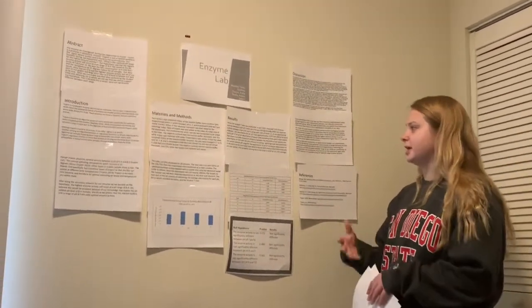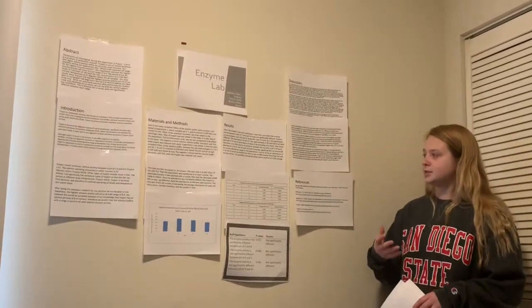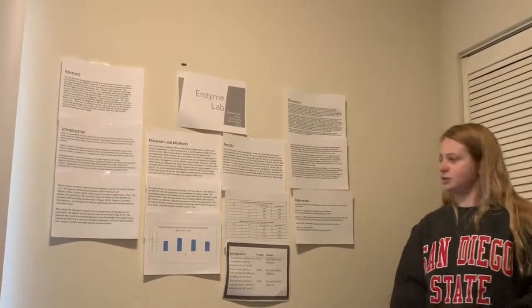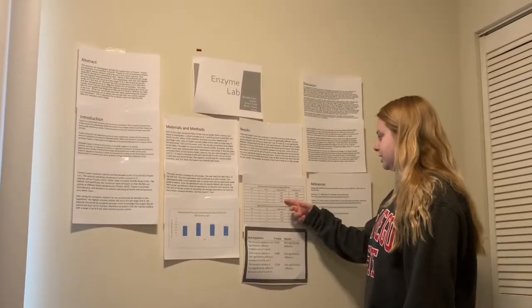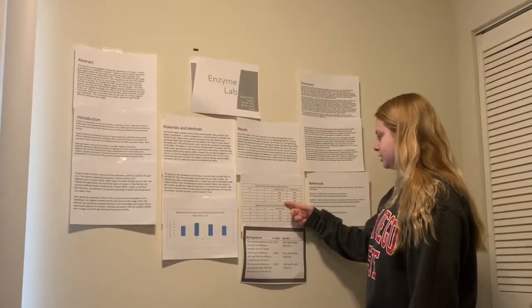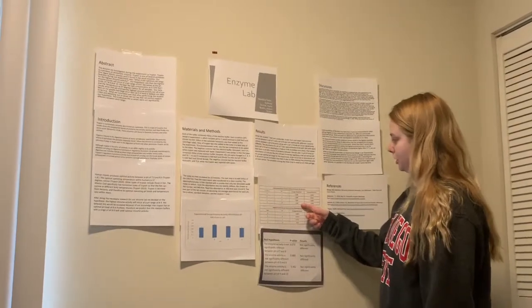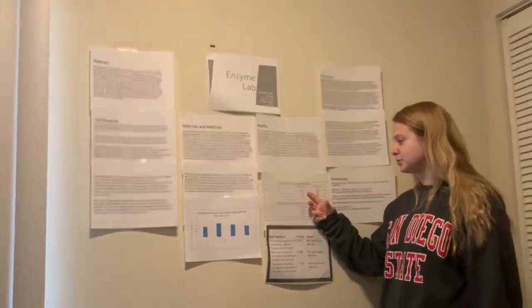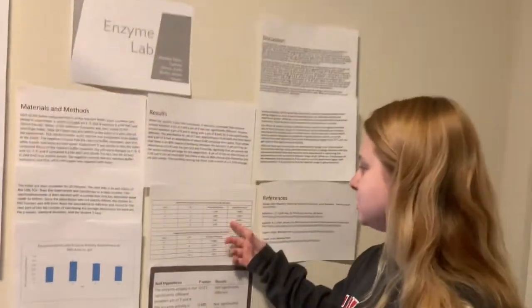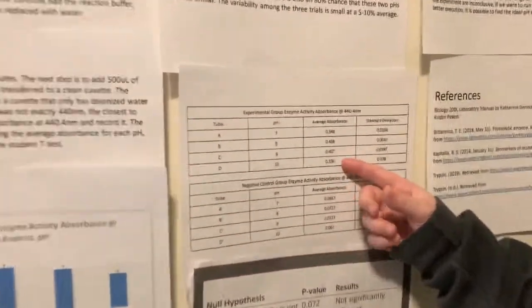So the variability among these trials is small at 5 to 10% average, and you can see that all of these numbers are not that far apart. Yes, you can say that pH 8 had a higher absorbance than all the other ones, but you can see that it's not that far off.